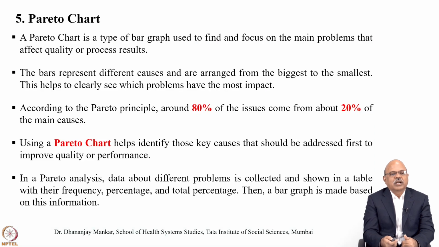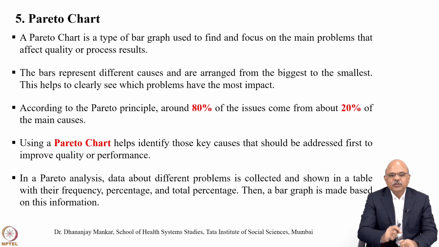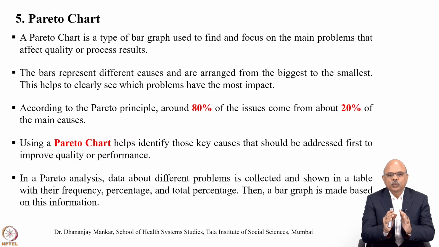Then comes the Pareto chart. A Pareto chart is a type of bar graph used to find and focus on the main problems that affect quality or the process result. So the bars represent the different causes and are arranged from the biggest to the smallest. This helps to clearly see which problems have the most impact. According to the Pareto principle, around 80% of the issues come from about 20% of the main causes. So the main causes give reason for 80% of the issues.